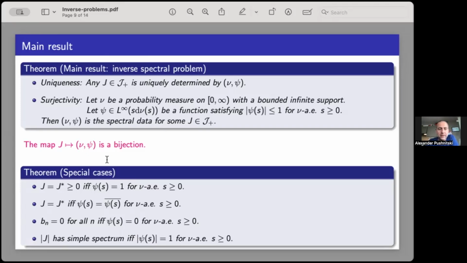Okay. So now let's consider some special cases. Maybe any questions at this point? This is my main result, the highlight of the talk. If there are any questions, I would like to explain. From anyone?